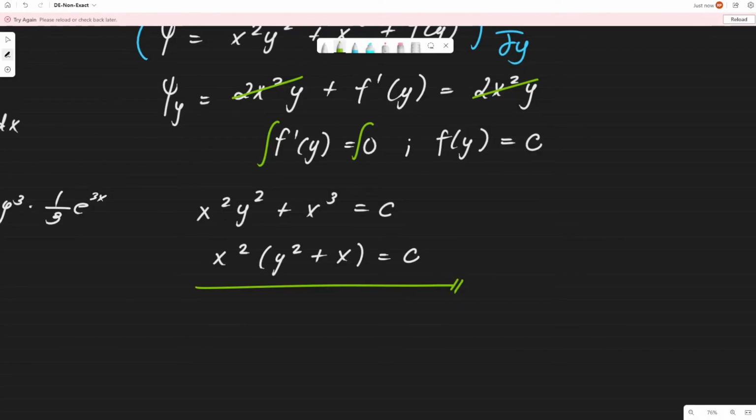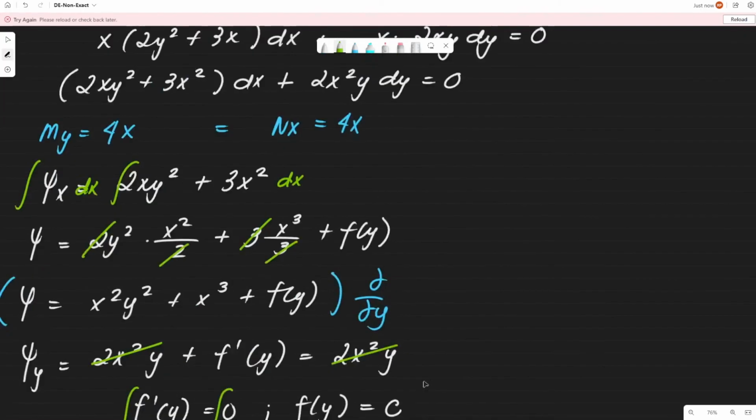There is no need to manipulate it further. If you can express this implicitly, that's fine. But I prefer not to change this into implicit form, because if I am going to get the particular solution, I need to get the value of C, and it is easier to solve for the value of C when it is in explicit form. Remember, when it is in this form equal to C, we can find the value of C more easily.